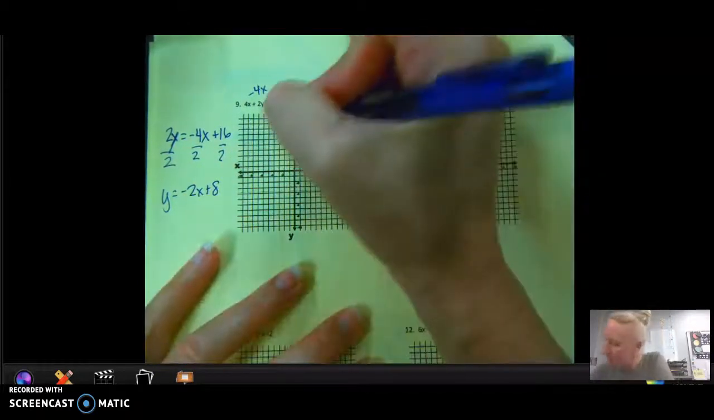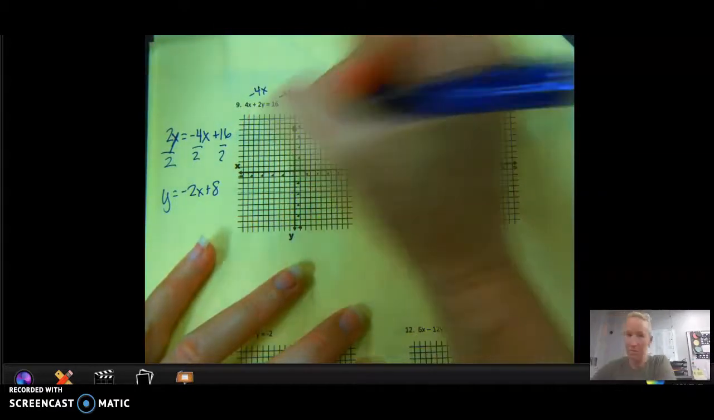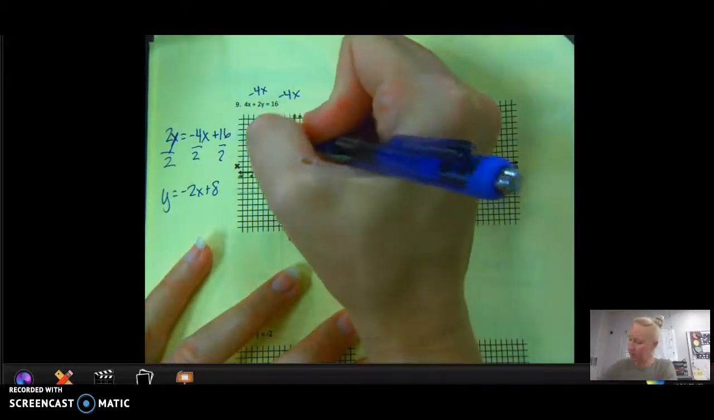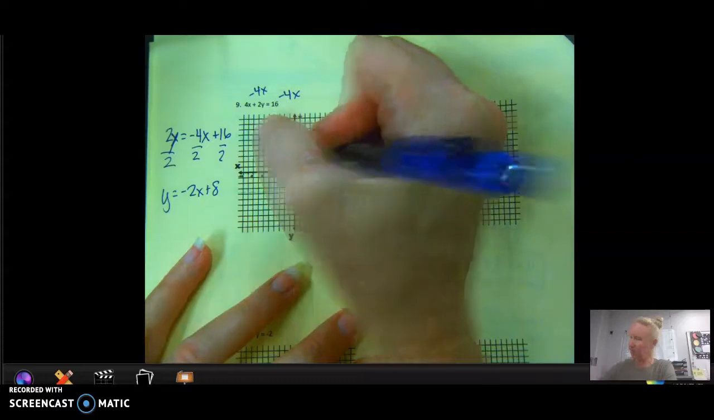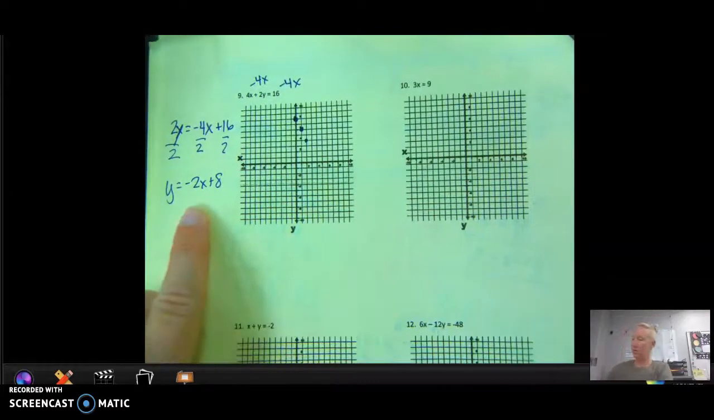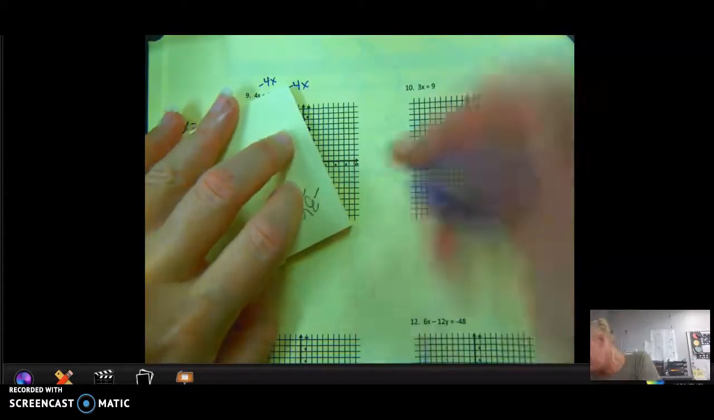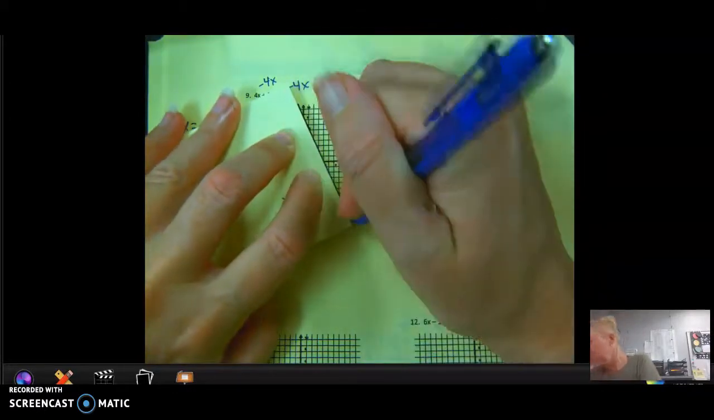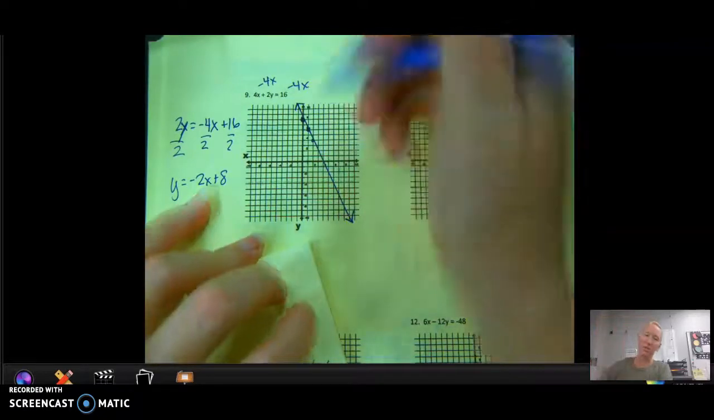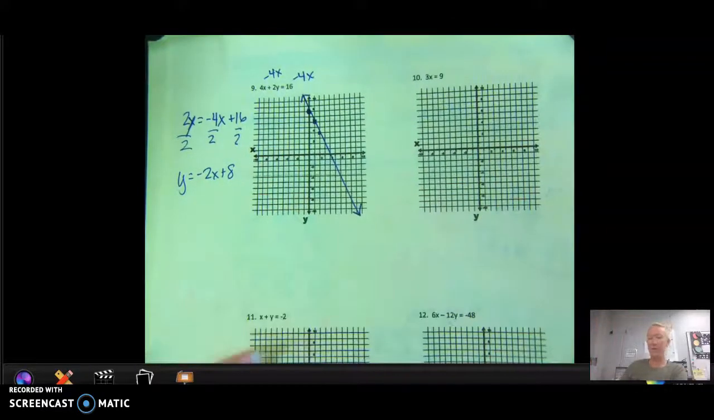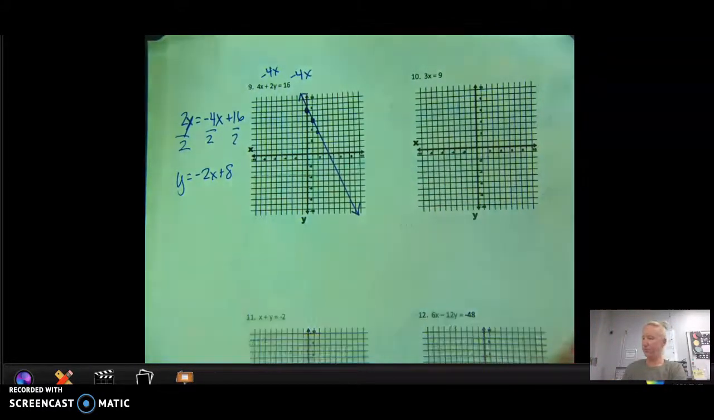So my y-intercept is all the way up here at 8, but my slope tells me you go down 2 and over 1, down 2 over 1. Remember, if your slope is a whole number, you still need a rise and you need a run. So that rise would be whatever the top number is, or the whole number in this case, the negative 2, but your run would be 1, because a whole number is always over 1.